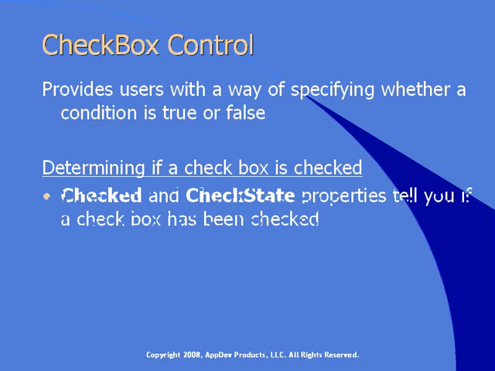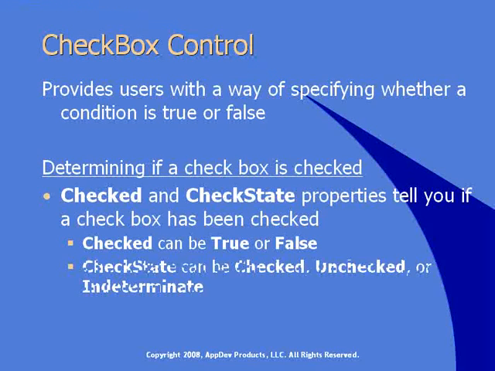And for that, you can use the checked and the check state properties. Now you'll use checked if there's two possibilities, true or false, yes or no, etc. What you can also do with the checkbox is have three possibilities. This is known as a tri-state checkbox. And the check state can be checked, unchecked, or indeterminate. So it's checked if the user checked it, it's unchecked if the user maybe checked it and then unchecked the checkbox, and if the user hasn't done anything yet, then that checkbox is indeterminate. So you can use checked or check state depending on whether or not there's two possibilities or three.